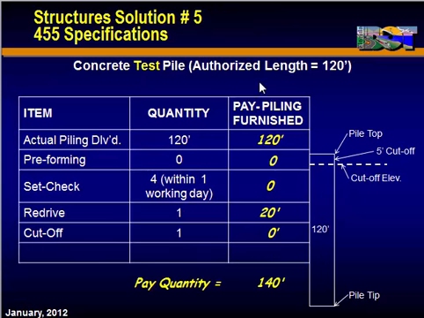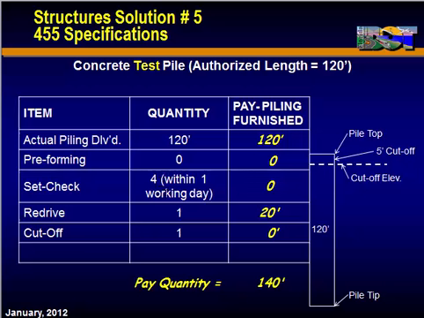In this one, the contractor brought out 120 feet. So we had actually 120 feet delivered, so we're going to pay him the 120 feet. No brainer there. Preforming, he didn't preform anything, so he doesn't get any payment. Set checks, he had 4 within 1 working day.